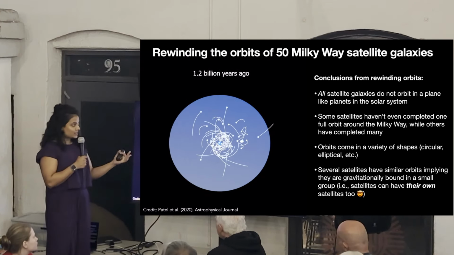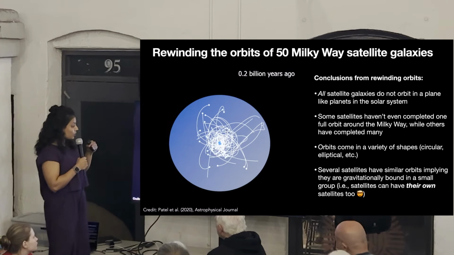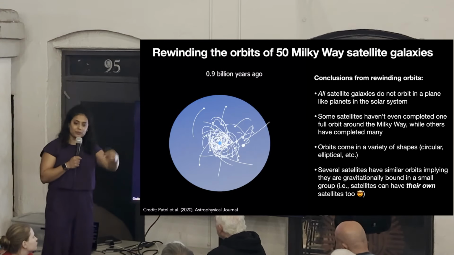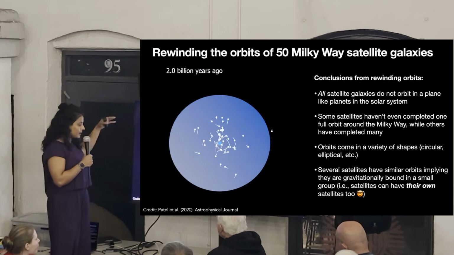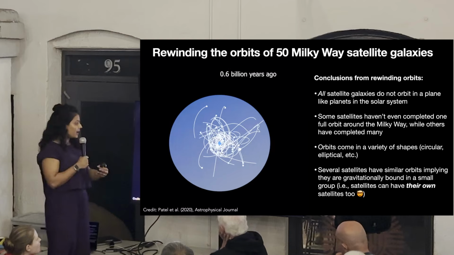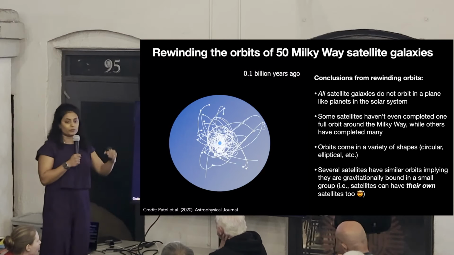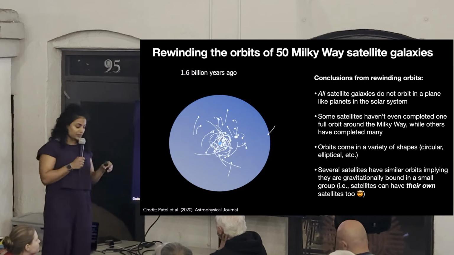So again, we see that there's a broad diversity here. Hopefully now you can see that some of them, at least the ones closer to the center, are really wrapping around the Milky Way multiple times. Many of the ones in the outer part of the frame are just coming into the vicinity of the Milky Way and not completing one full passage, at least in the time frame that I'm showing here, which is just 2 to 3 billion years.